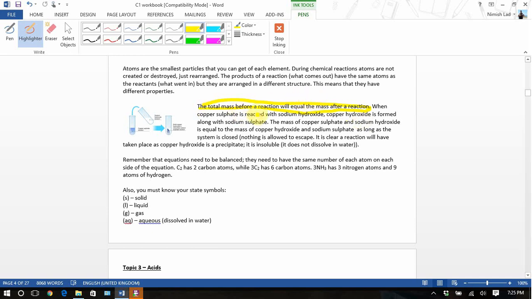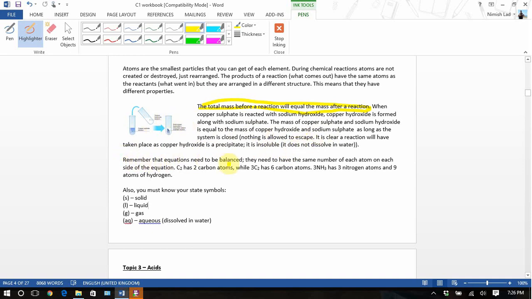Okay, so when copper sulfate reacts with sodium hydroxide, copper hydroxide is formed along with sodium sulfate. The mass of copper sulfate and sodium hydroxide is equal to the mass of copper hydroxide and sodium sulfate. So just because the atoms are rearranged doesn't mean the mass has been lost, the mass is just rearranged as well. So the mass is the same on both sides. This happens as long as it's a closed system. Nothing is allowed to escape. If something is allowed to escape, it's usually CO2. It's usually a gas. As reactions take place, copper hydroxide is a precipitate. It is insoluble. It doesn't dissolve in water. You learn more about that in C2.